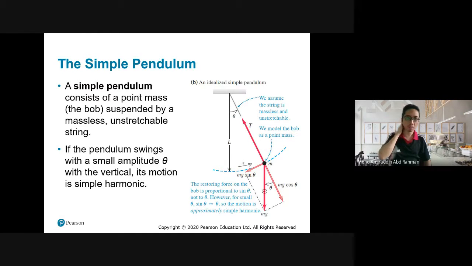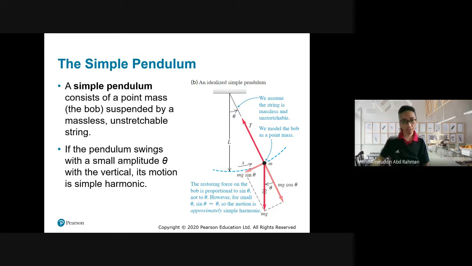Okay, we also have a simple pendulum, which I gave you as an example before. So we have the ideal pendulum, which consists of a point mass suspended by a massless unstretchable string. If the pendulum swings with a small amplitude theta with the vertical, its motion is simple harmonic. As you can see, the simple pendulum follows simple harmonic motion. This is what you already know.